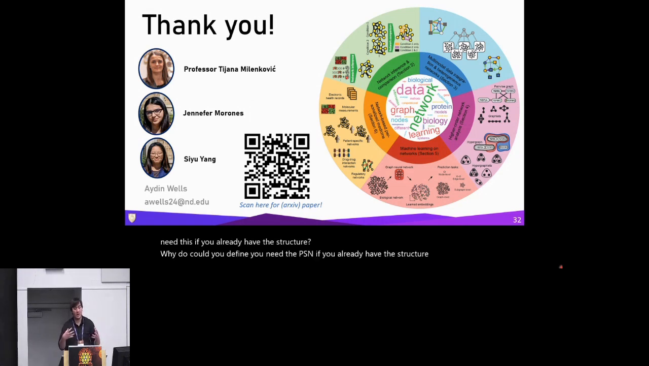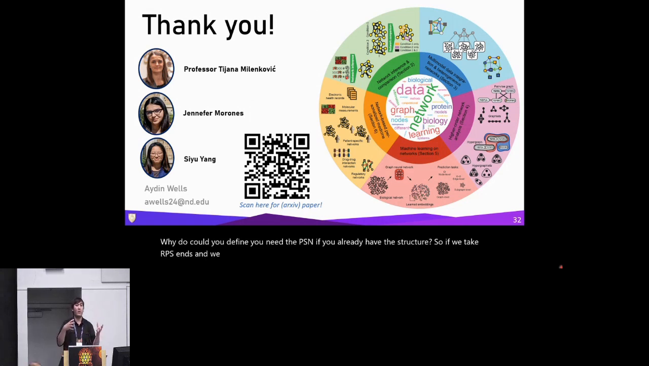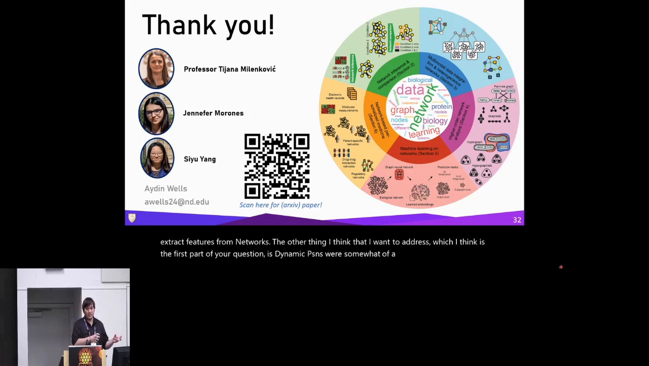So if we take our PSNs and represent them as networks, for one thing, the features that we want to extract will be network based. There are multitudes of methods to extract features from networks. The other thing, which I think is the first part of your question, is that dynamic PSNs were somewhat of a novelty when they were first invented. And so we wanted to see how they work with static data in the task of protein structure classification. And hopefully I've shown you that it's been effective.